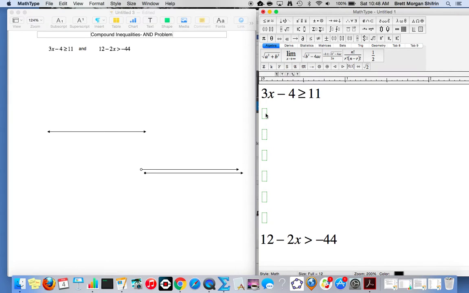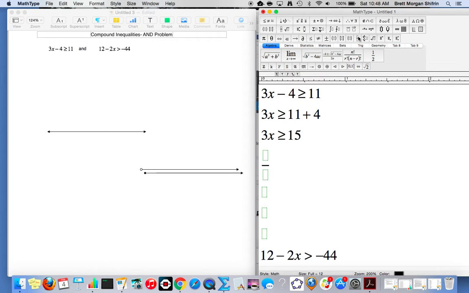So I'm going to come over here and add 4 to both sides. So I get 11 plus 4, and that's going to become 3x greater than or equal to 15. Now if I divide both sides by 3, I get 5, right? And so I end up with x is greater than or equal to 5.